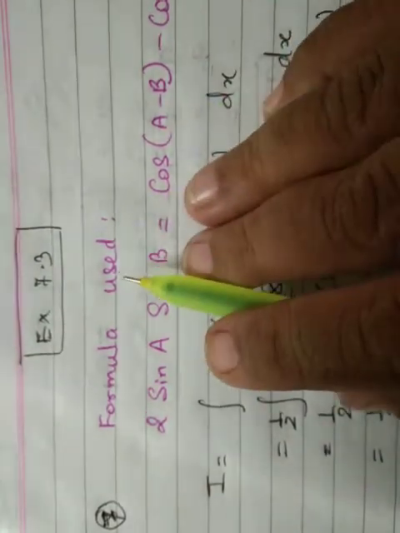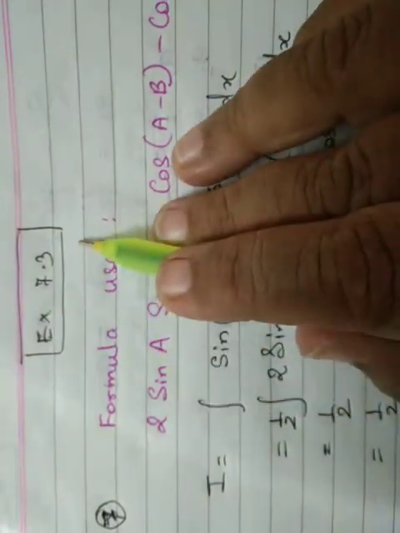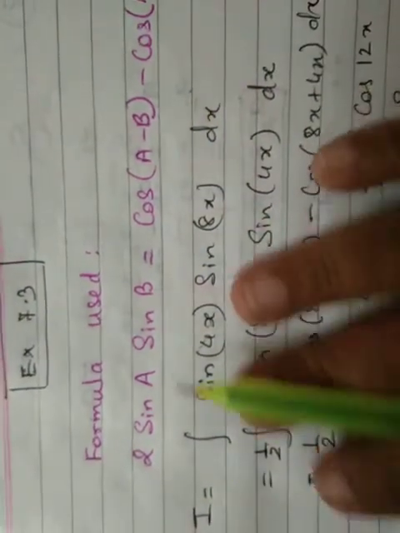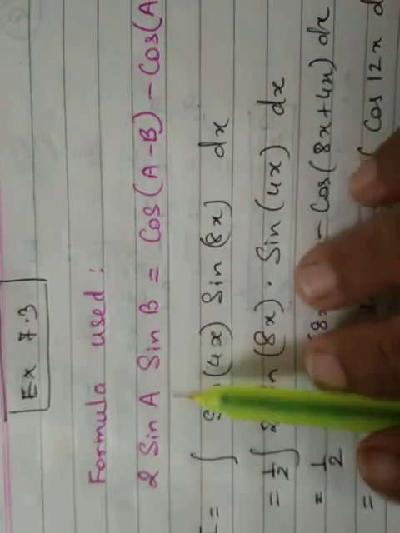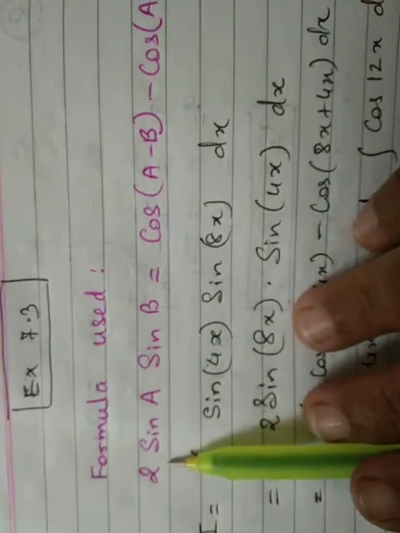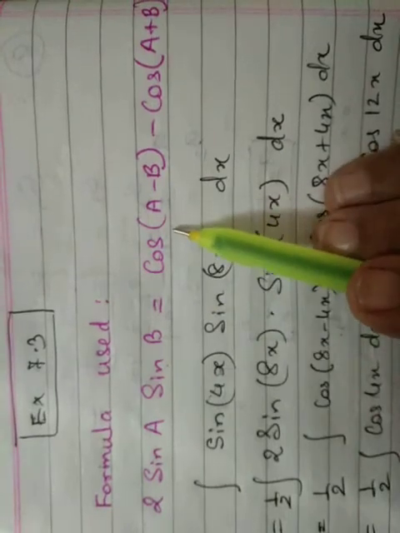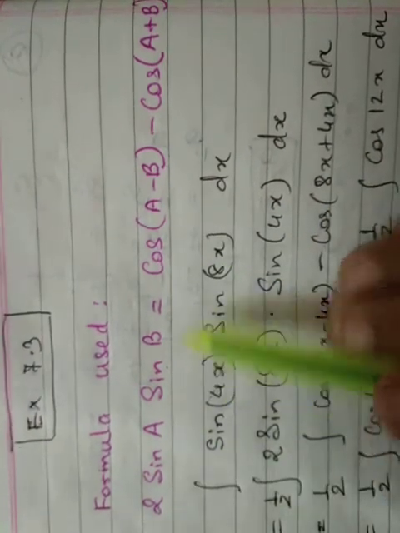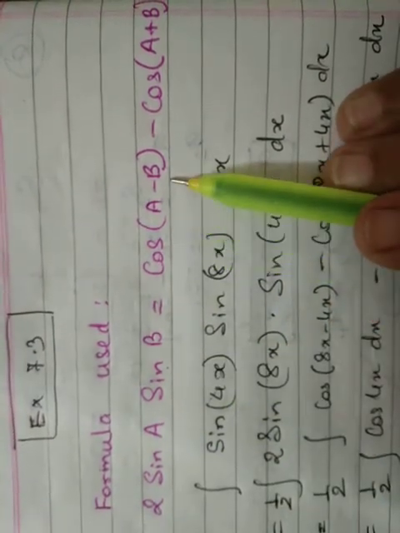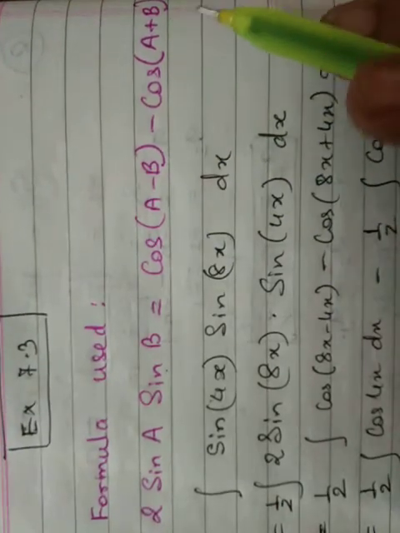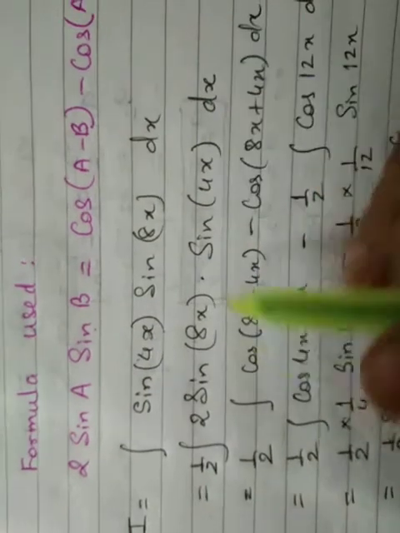Okay, we continue with our exercise 7.3, the seventh question. As usual, we always discuss before solving the formula which we are going to use, that is 2 sin A sin B. The formula which you have learnt in 11th standard, 2 sin A sin B can be written as cos of A minus B minus cos of A plus B. So let's use that over here.